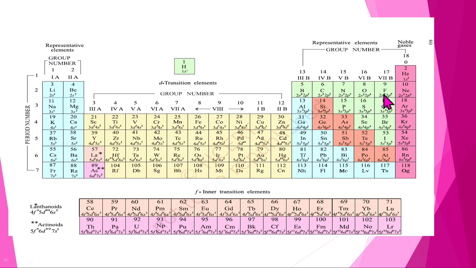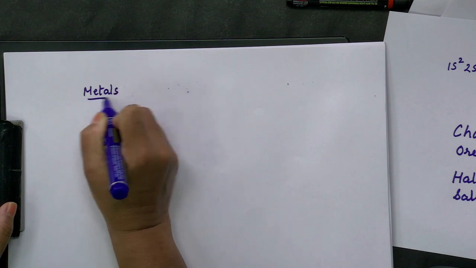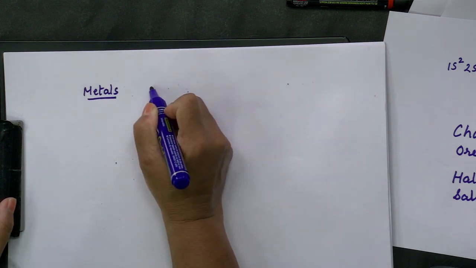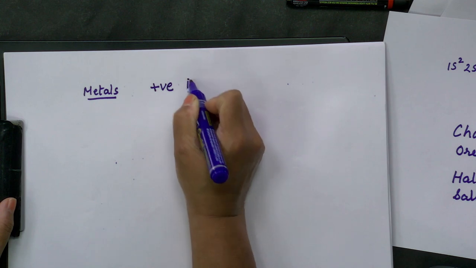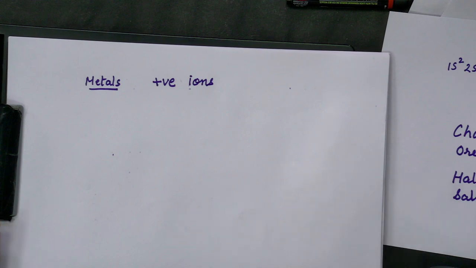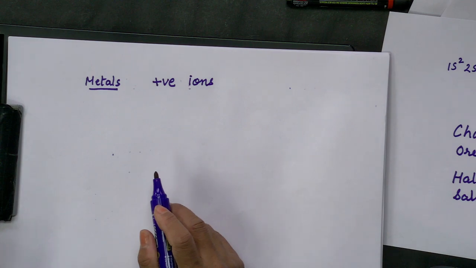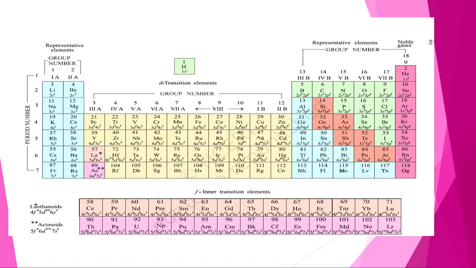But in case of non-metals, non-metallic property decreases going down the group. Let me explain this to you. So you see, metals, what are the properties of metals? They have a property to make positive ions by losing electrons. So the more easily they lose electrons, the more metallic the element will be.